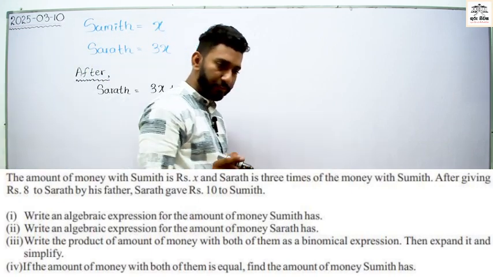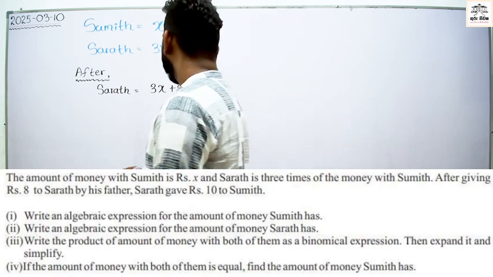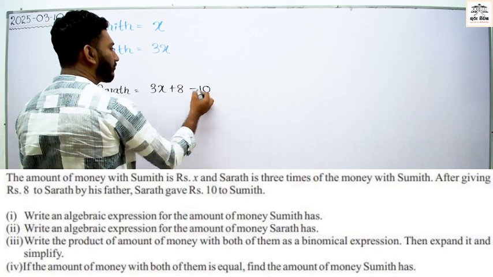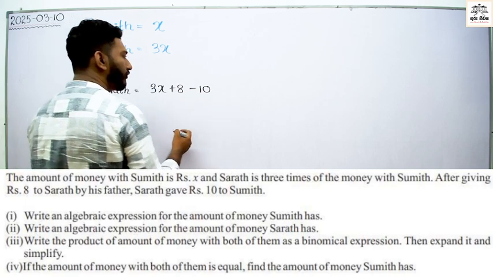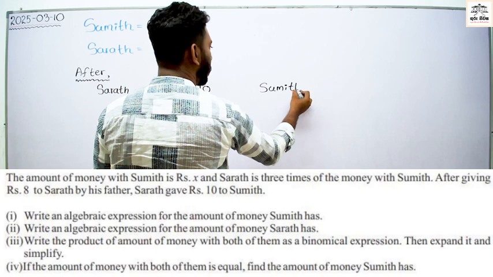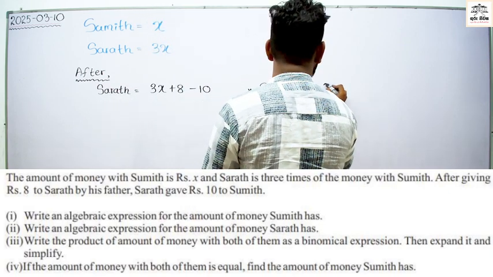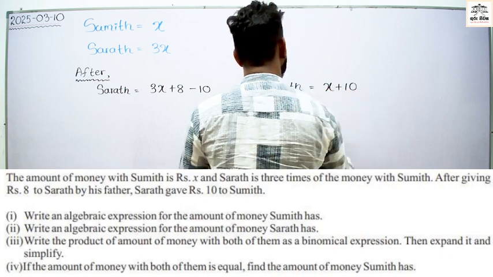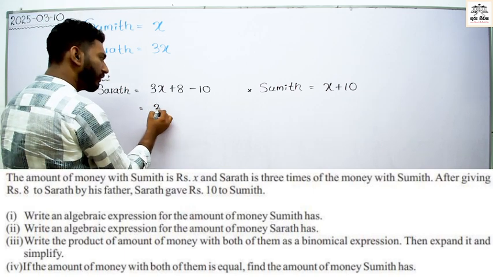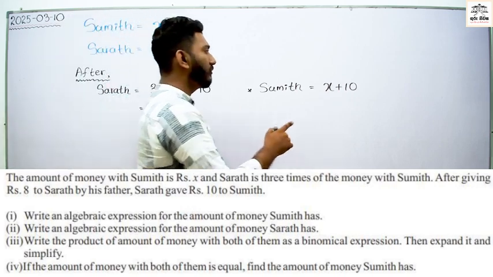And Sarat gave 10 rupees to Sumit. මේක 8ක් හම්බුණා හැබැයි 10ක් දෙනවා. කාටද? Sumit. Now look at this. Sumit, 10ක් හම්බ වෙනවා. Sumit is x, no? x plus 10 now. Now we can simplify this one. We can simplify 3x minus 2 rupees, and Sumit now x plus 10 rupees.